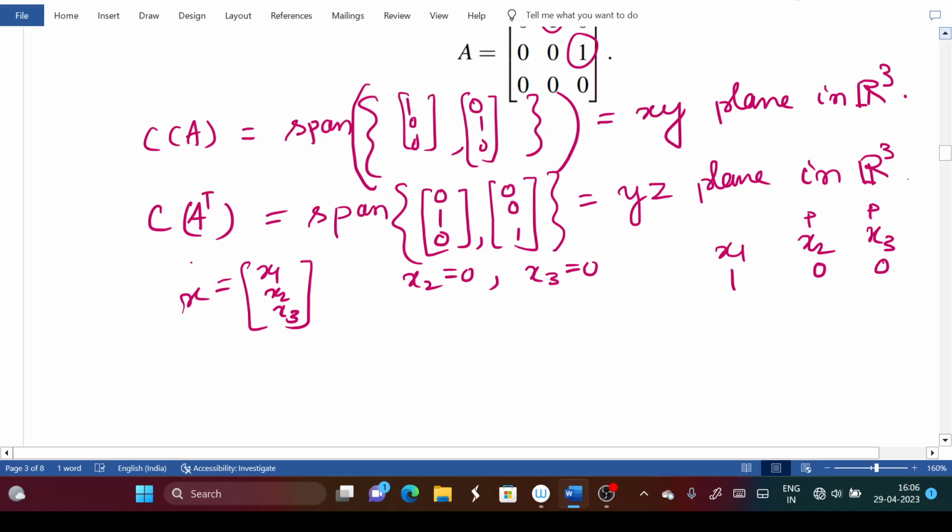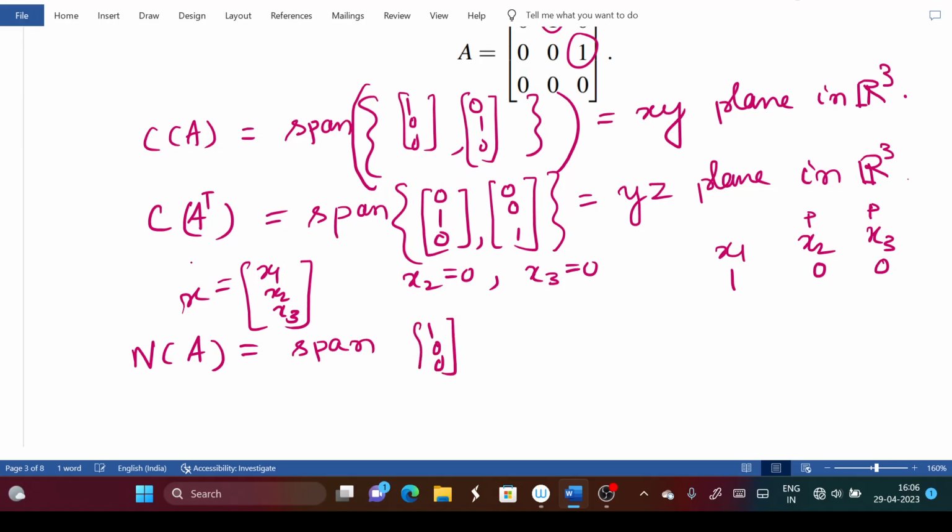So what about the null space? The basis of null space is, so null space is equal to span of (1, 0, 0). What is it? It is the x-axis in xyz space, or in R cube.